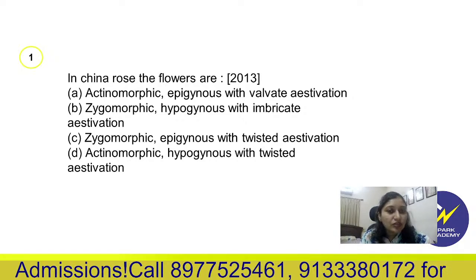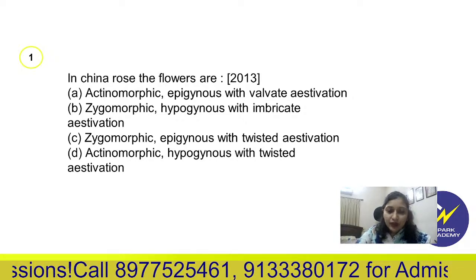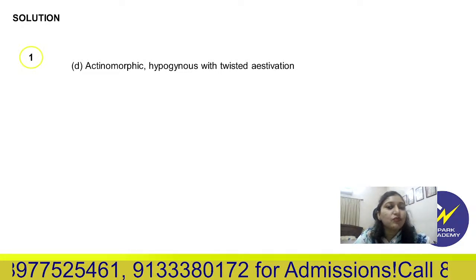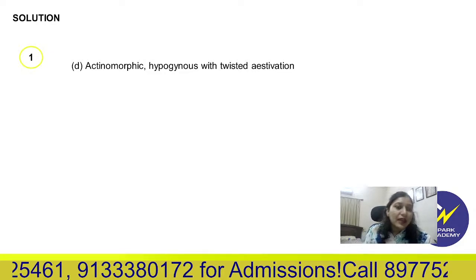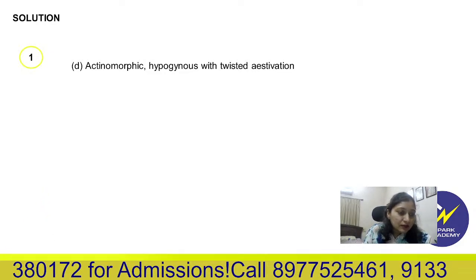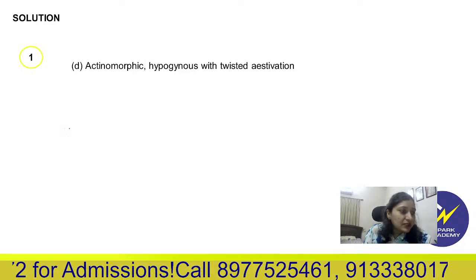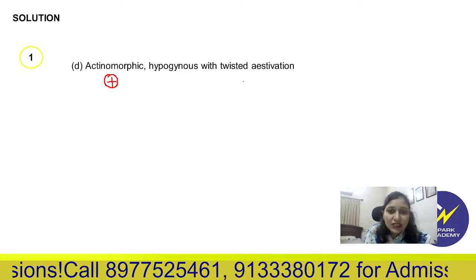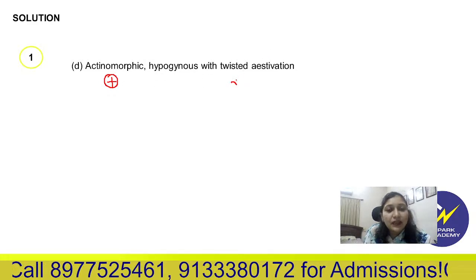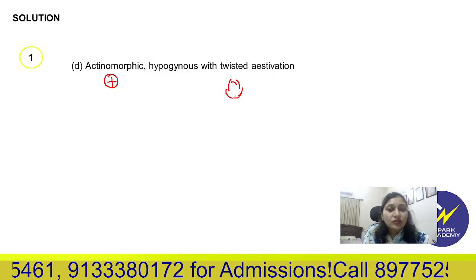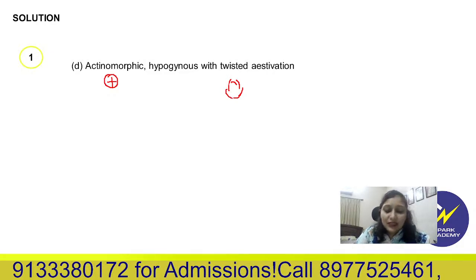So China rose, the flowers are actinomorphic, hypogynous with twisted aestivation. Actinomorphic, what is the symbol for that? Plus. This type of arrangement, twisted aestivation, means they are completely twisted, one overlapping the other, like this. So twisted aestivation.